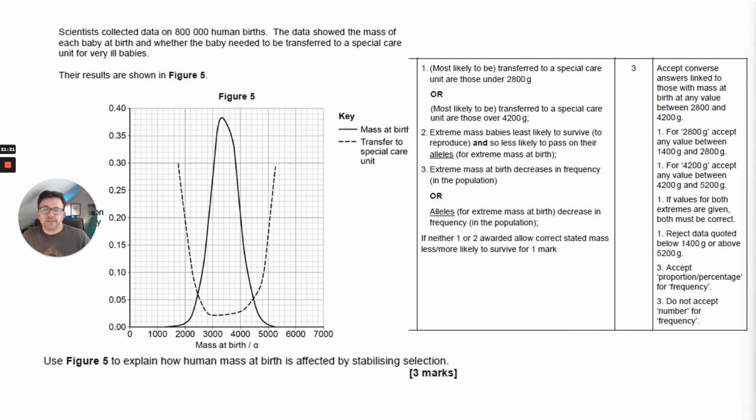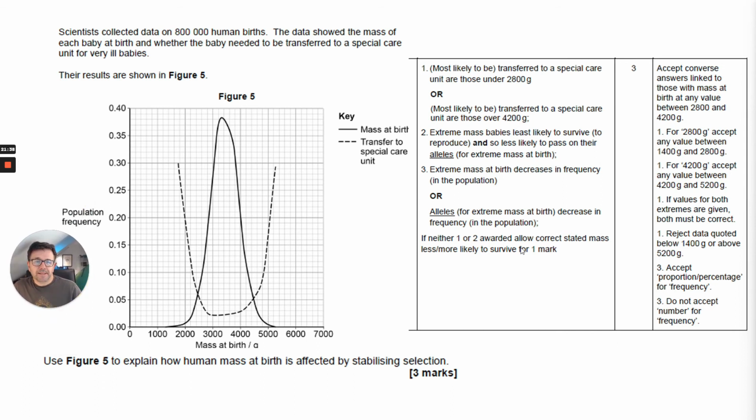Why are they least likely to survive? So how will that affect selection? Well, they're less likely to pass on those alleles. So extreme mass at birth decreases in frequency. That's the population frequency on the y-axis, or the alleles decrease in frequency. So you've got to talk about all parts of the graph, really, using some of the data, but also explaining how human mass at birth is affected. So extreme mass of babies, least likely to survive, whether they're small or large, and therefore they don't pass on the alleles, and therefore extreme mass at birth decreases in frequency. So that's why you get stabilizing selection.